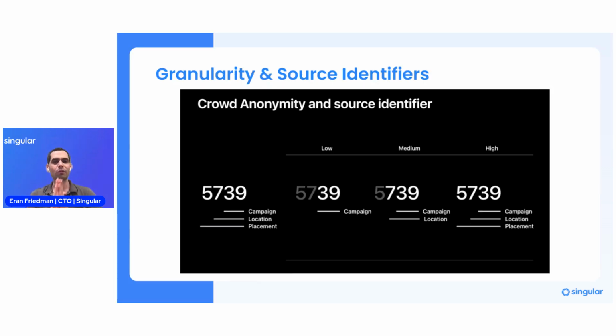So let's start with the granularity and source identifiers. This is a new capability coming up in SKAN 4. This is a slide that Apple included in WWDC that tries to demonstrate it. There's some technical numbers and digits here, so we don't need to dive too much into the detail. But the idea here is, if we focus on the left part of this scale, you can see the 39 is the highlighted digit. This is for low scale, and that's what they refer to as the campaign ID.